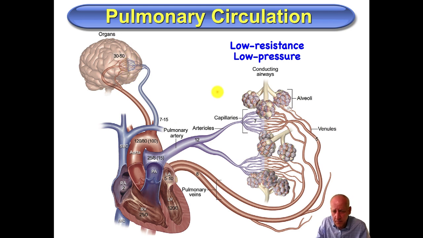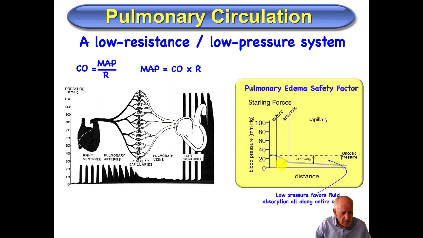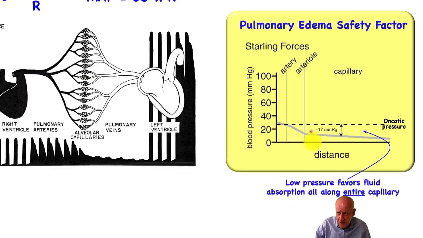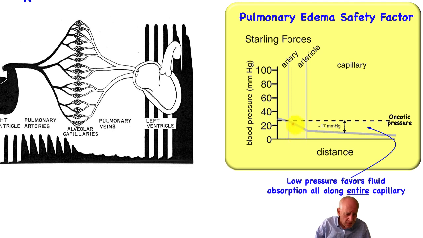And this has an important consequence. Because the pulmonary capillaries are normally subjected to a very low hydrostatic pressure, the driving force for transcapillary filtration is very weak. There is normally a large pressure imbalance favoring fluid absorption along the entire length of the pulmonary capillary. This constant tendency for fluid absorption ensures that the lung tissue normally stays dry and compact. This is essential for efficient gas exchange.